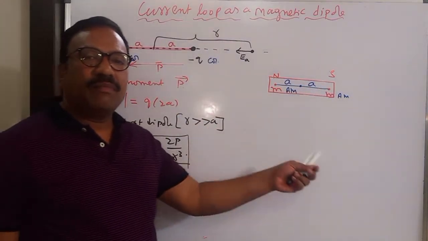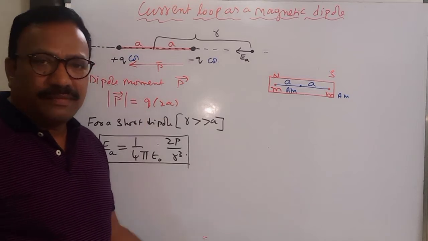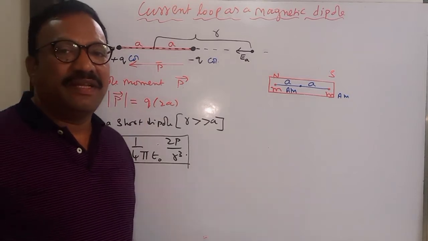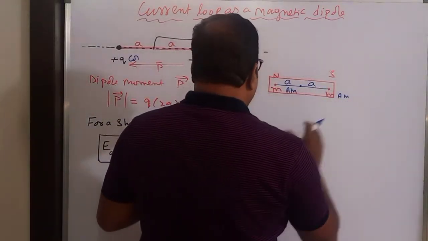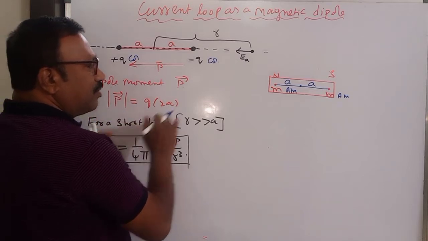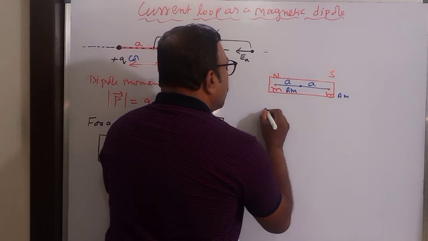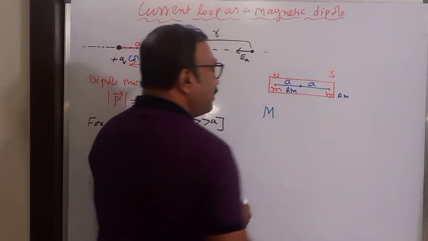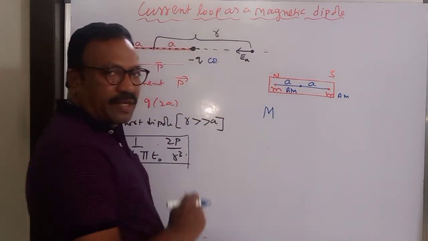This is called magnetic dipole. This is called electric dipole. Bar magnet itself is a magnetic dipole. That's it. So let me determine the same. You'll have an electric dipole moment here. You'll have a magnetic moment also. So magnetic moment is represented by capital M. Small m is pole strength, capital M is magnetic moment.